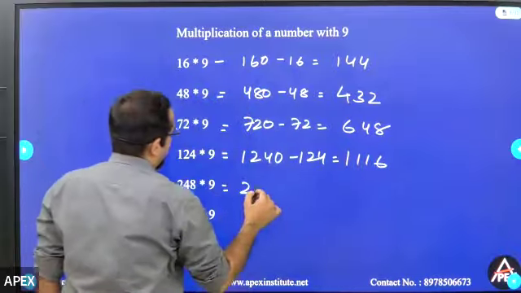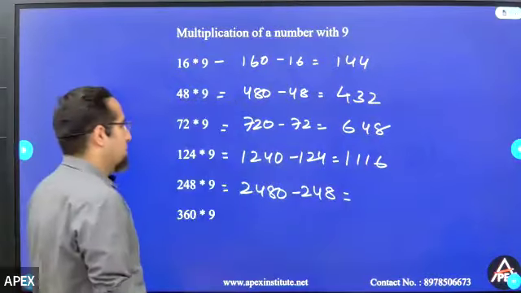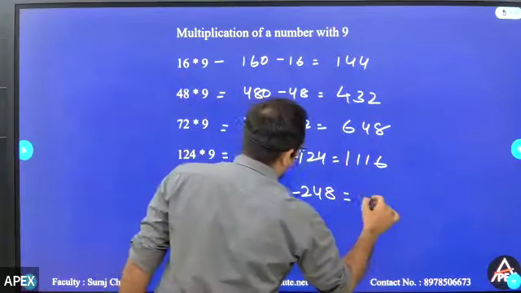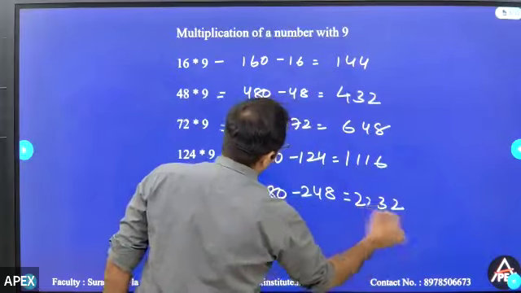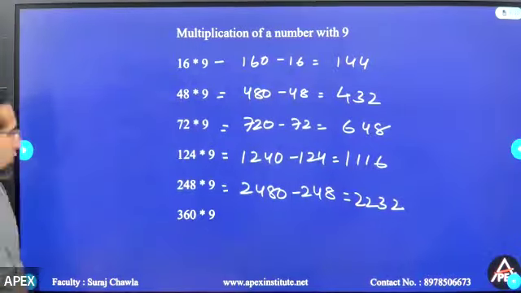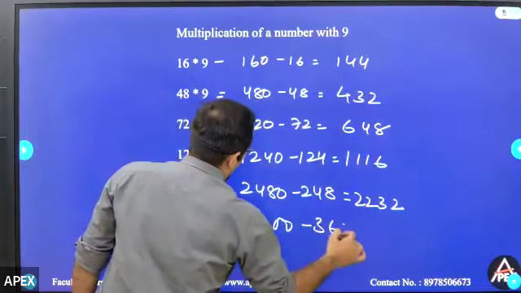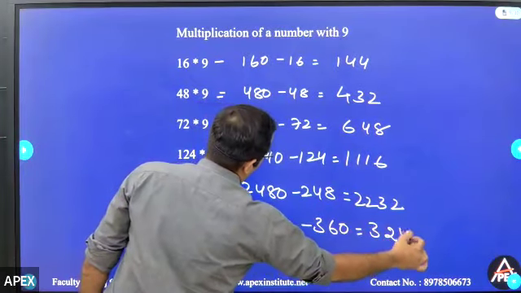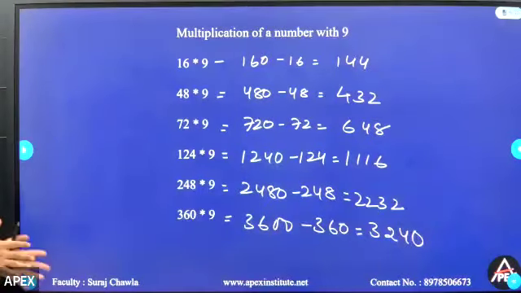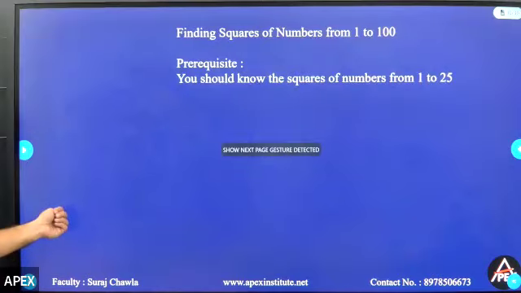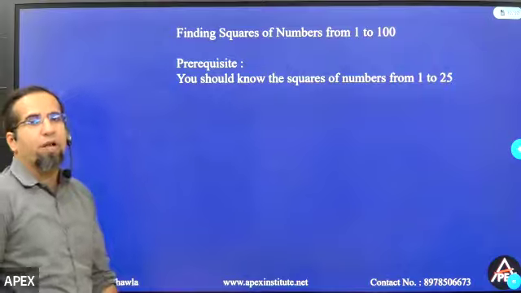Sorry. So this is 2480 minus 248. So 248 from 80, we have to borrow, so that is 32, right? 2232. Clear? And then this is going to be 3600 minus 360. That is 3240. Clear? Multiplication of 9 also done. Squares. So we should know the squares till 25.